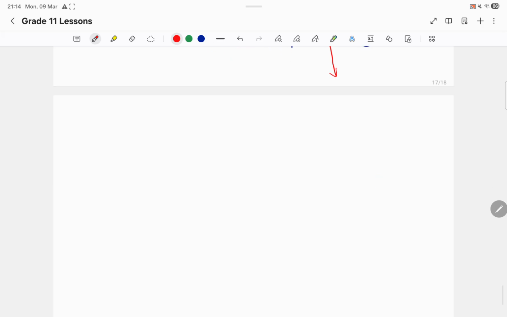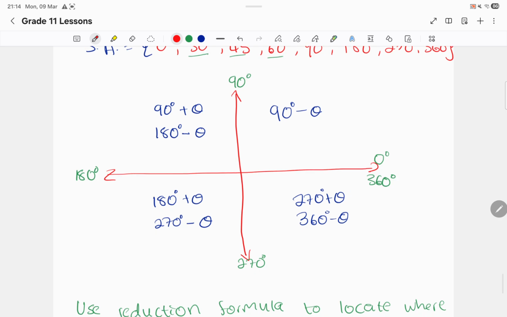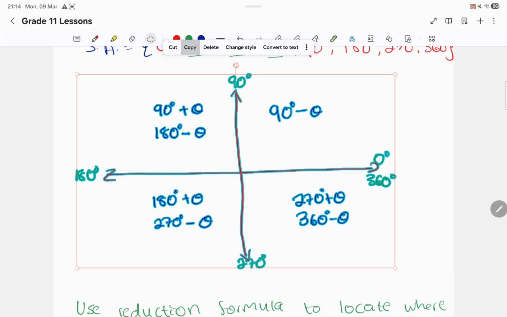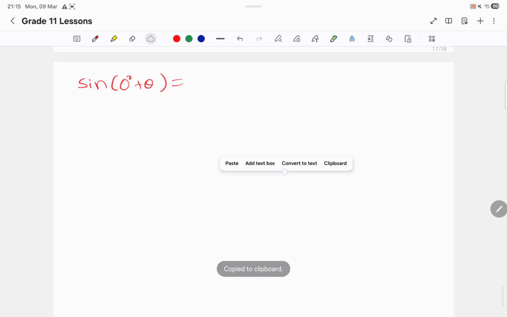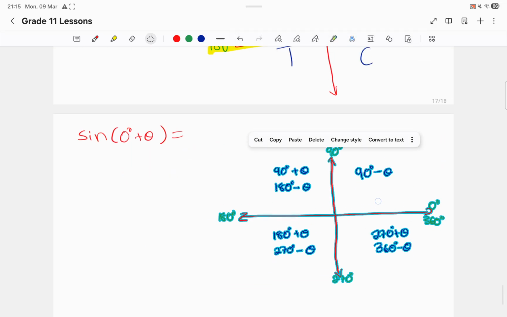So what we're going to do is, let's say we are given sine of 0 degrees plus theta, right? So this is what you're going to do. You will look at 0 plus. 0 plus is basically in the first quadrant, right? So for instance, I'm going to copy this diagram, and then paste it here, so that we can see what we're actually referring to or talking about, right?